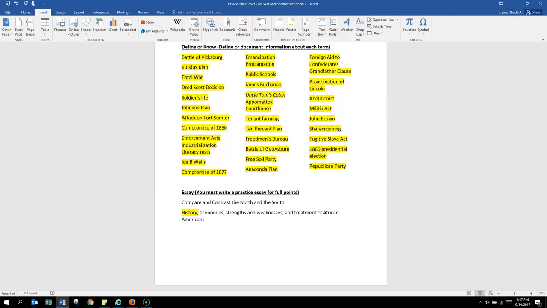Now, when we look at the North and the South, they have a difference in economies. Some of the things that we might mention when we talk about economies is that the North is going to have a lot more cities and factories, industries, and the South is going to be an agricultural society. The main crop is going to be cash crops, mostly labor intensive. Cotton itself is labor intensive, but there's also sugar and tobacco that are cash crops.